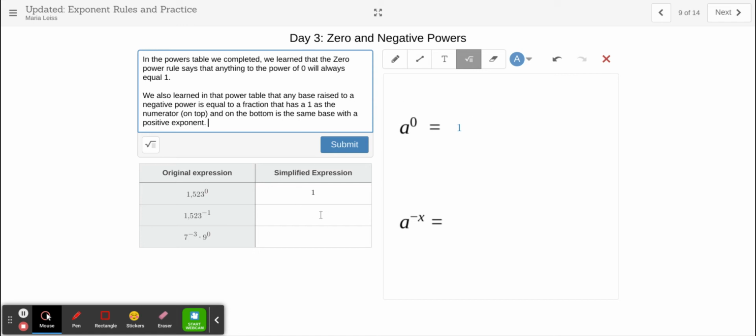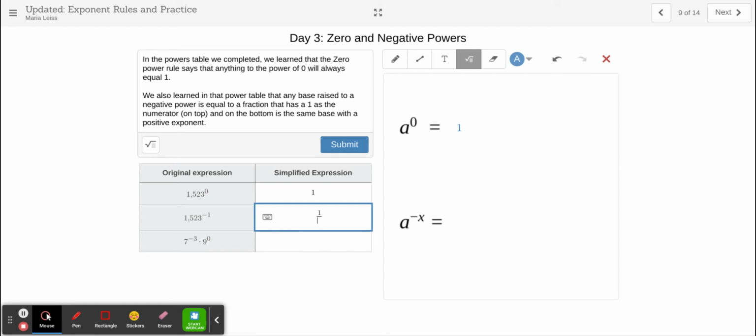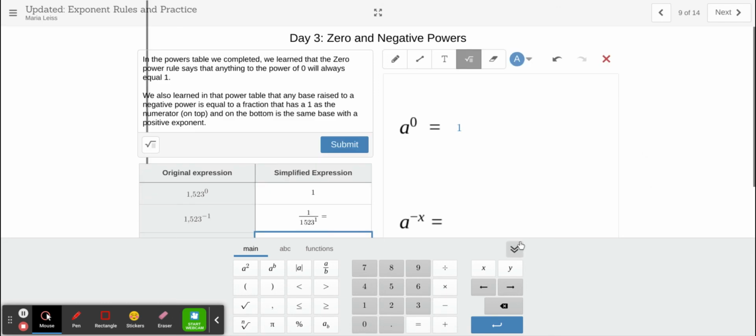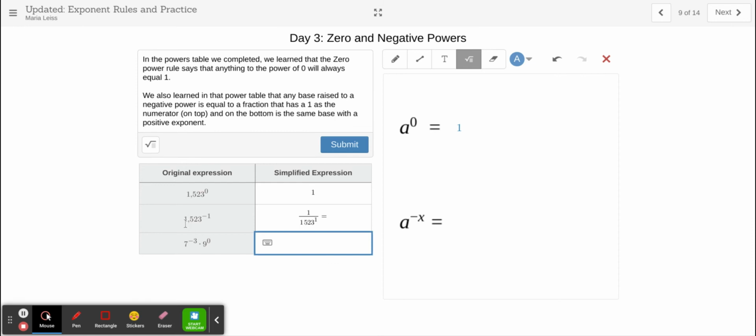Okay, and what that looks like, if we come down and take a look at this example, I have the fraction 1. The base is the same, 1,532, or 2,3. And the exponent is going to go from a negative 1 up to a positive 1. That's it. Okay, so it takes the number, keeps the same base, makes the exponent positive, puts that on the bottom, puts a 1 on top.